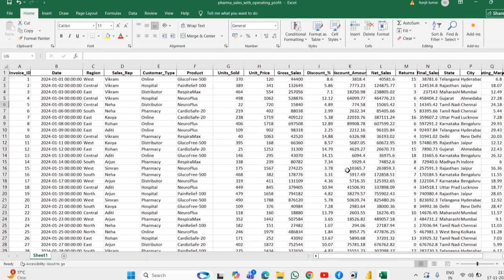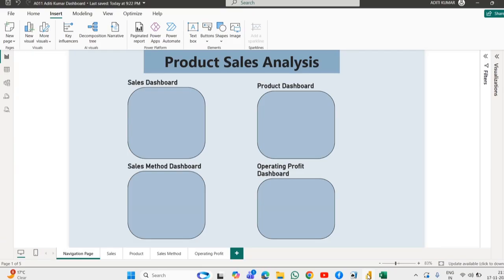So using this structured data, I have performed a complete end-to-end analysis covering sales, product performance, sales method, and operating profit, supported with visually strong and analytical Power BI visuals. In this walkthrough, I'll explain each page of the dashboard, why each graph type was used, what the data tells us, what further analysis can be done, and how managers can use these insights for decision making. So let's begin with the navigation page.